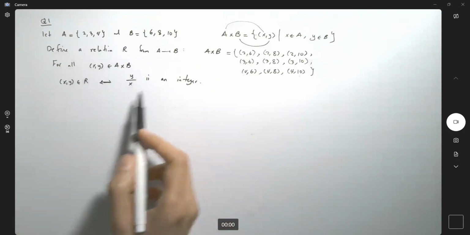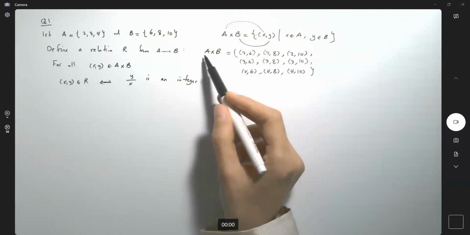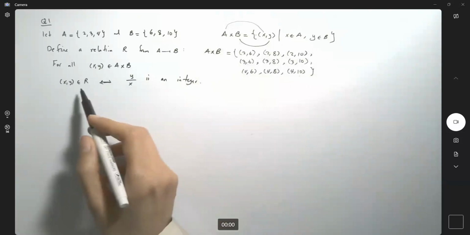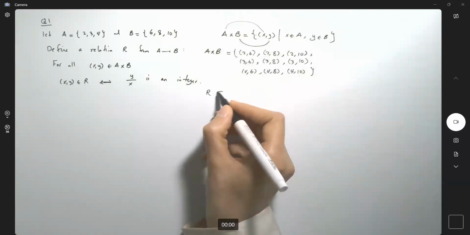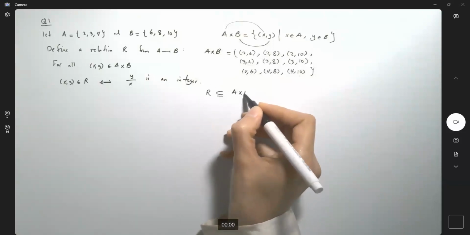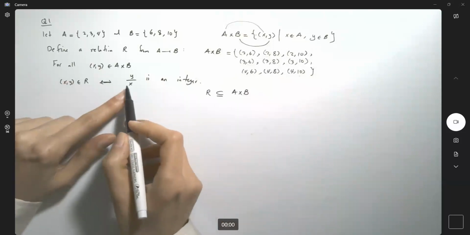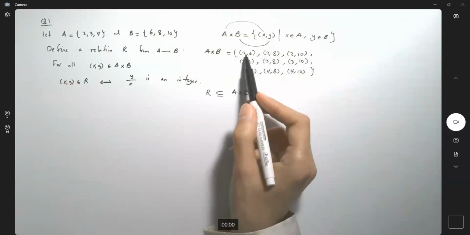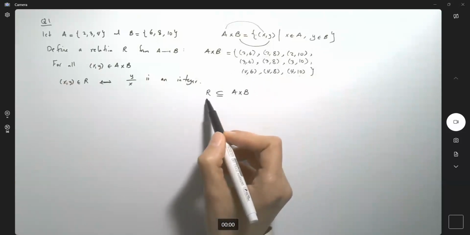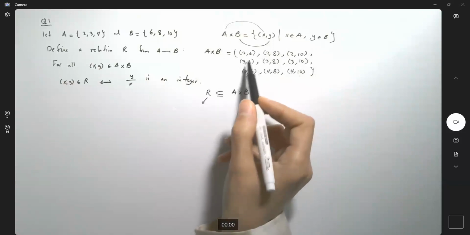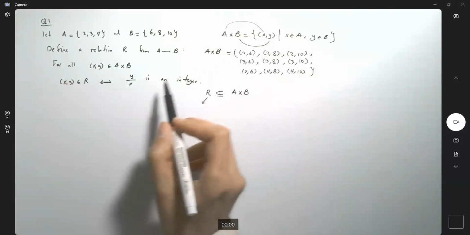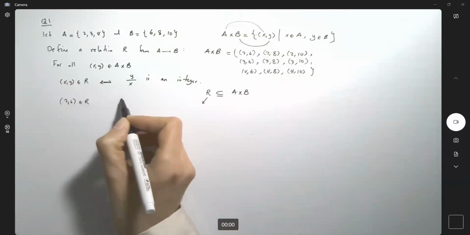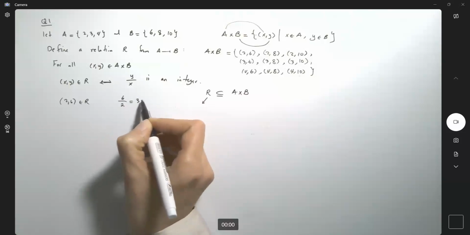So we can list all of the elements that we have here. We can take the Cartesian product, which includes all possible outcomes, and take R, which is a subset of the Cartesian product. But R follows this specific definition. So let us check to see if 2 and 6 is a member of R or not. 6 divided by 2 is 3, which is an integer. So 2 and 6 is in R, because 6 divided by 2 is an integer.